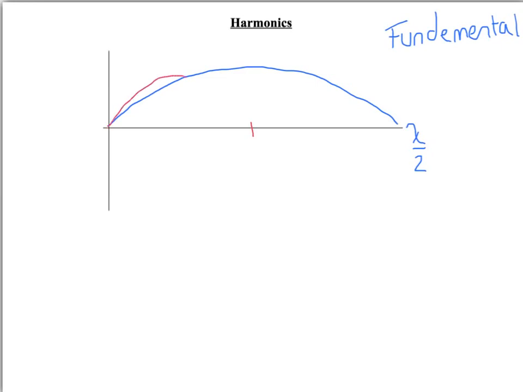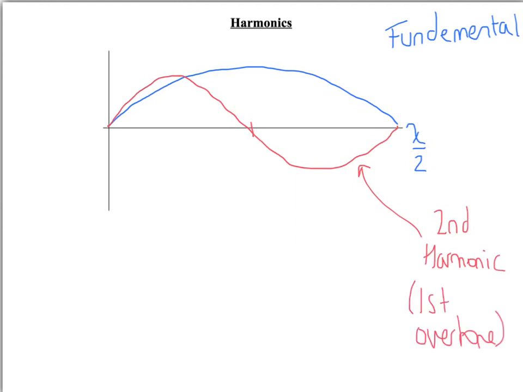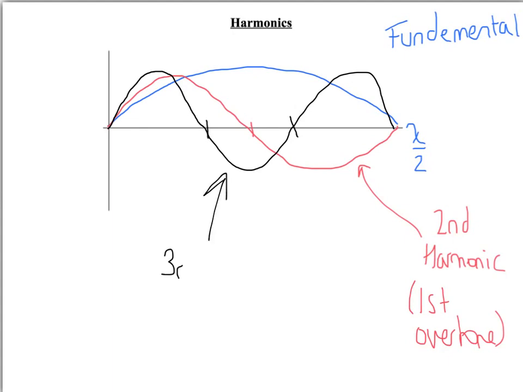So it goes like this, and this is called the second harmonic, which is sometimes known as the first overtone. And then, following on from that, there is a third harmonic, and let's try and get this right. So that should go like this, so you get 1.5 wavelengths in the same distance, and this is your third harmonic.